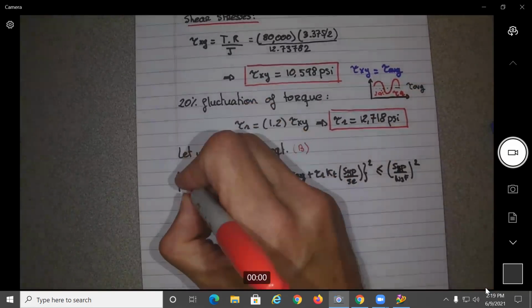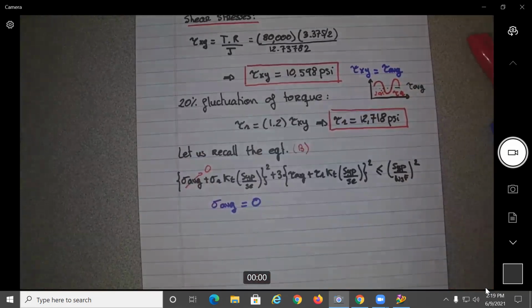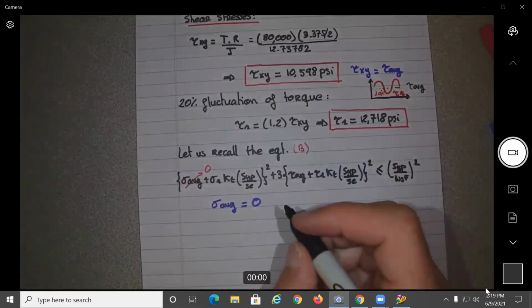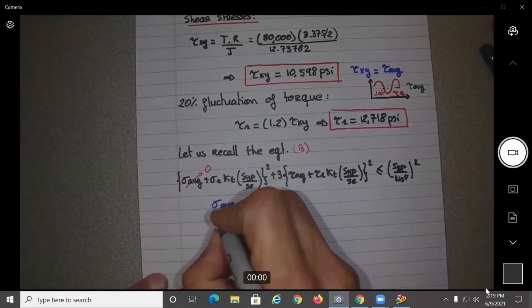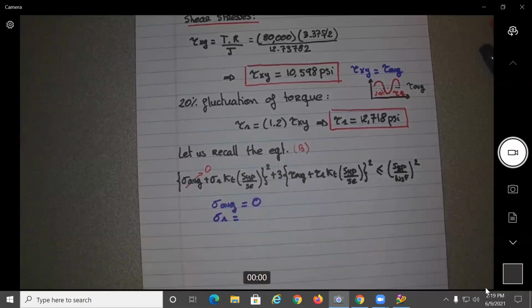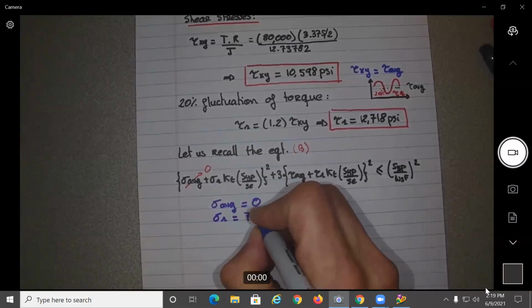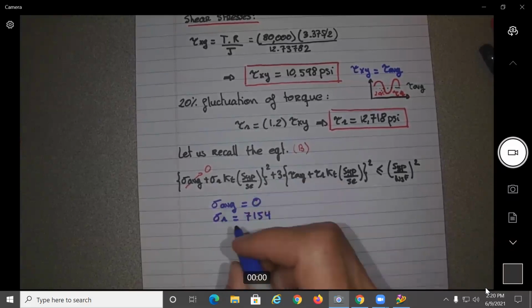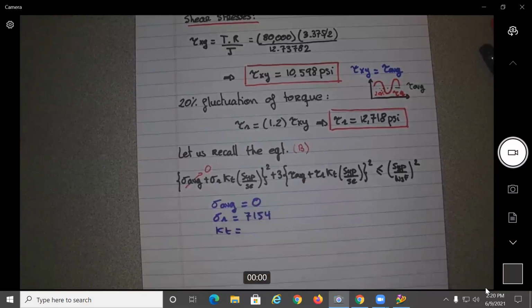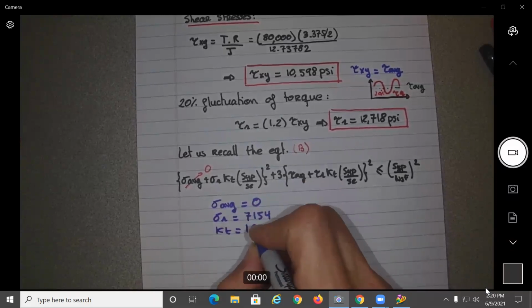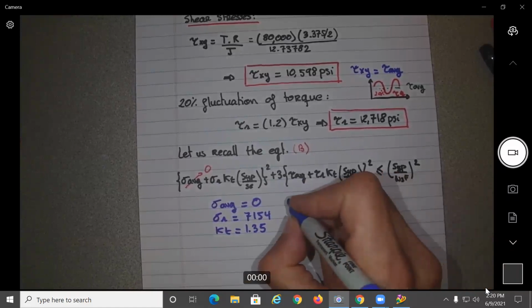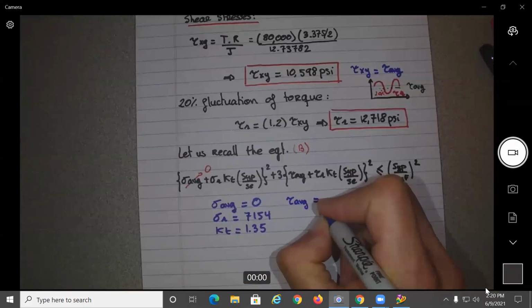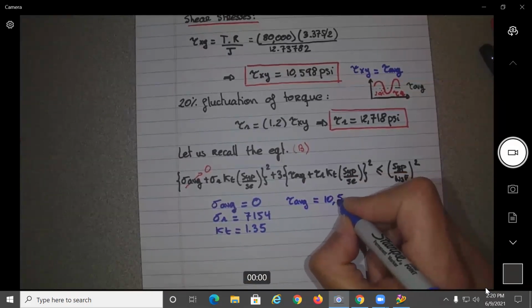Okay, so basically the only thing we have is that in this equation, this will be equal to 0. All right, so for the above equation, we have this one equal to 0. We have sigma sub R equal to 7,154. Now, K sub T, the problem says to assume 1.35 for both bending and torsion. Then the tau average will be equal to 10,598.